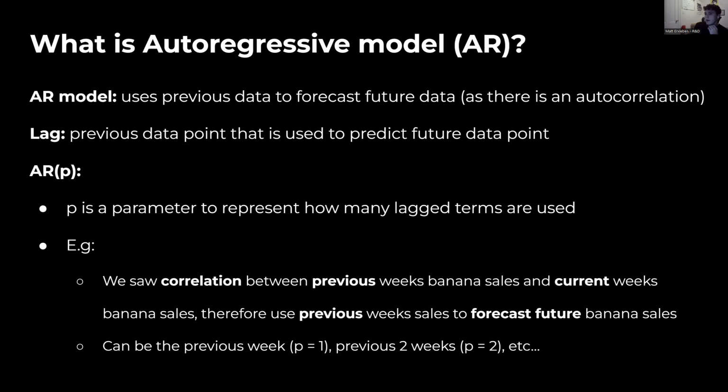Like I just explained, we see a correlation between previous week's banana sales and the current week's banana sales. Therefore, we use the previous week's banana sales to forecast future banana sales. That makes sense, right? If you use the previous 2 weeks, then P would equal 2. Previous 3 weeks, P would equal 3, and we're using 3 lags.